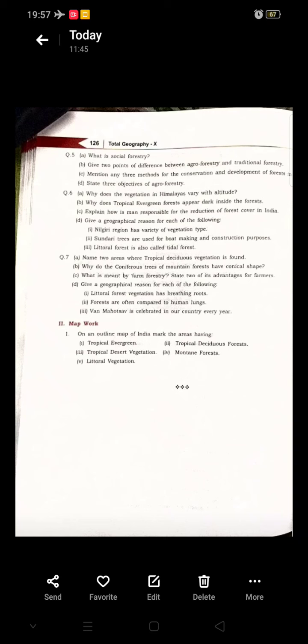Okay, next children, we come to question number 6. Why does the vegetation in Himalayas vary with altitude? Now the vegetation of the Himalayas varies with altitude. As we are going higher and higher, what is happening? The temperature is becoming lower and lower, and with the difference in temperature, the vegetation also changes.